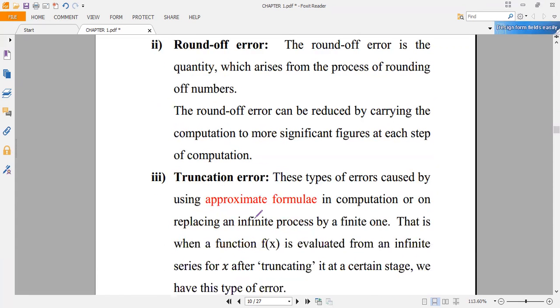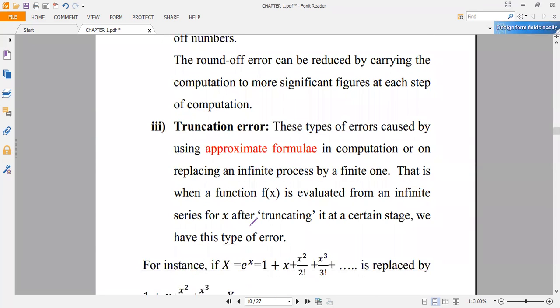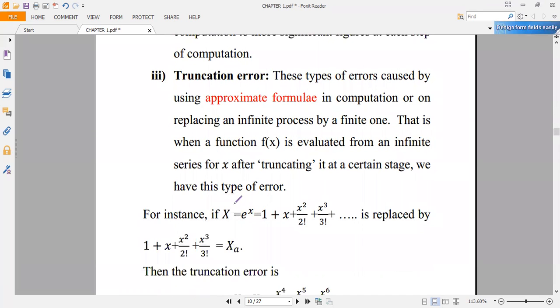And the third type is truncation error. This type of error is caused by using an approximate formula in computation or replacing an infinite series by a finite one. For instance, when we truncate a series to a finite stage, the terms after that will be the error.